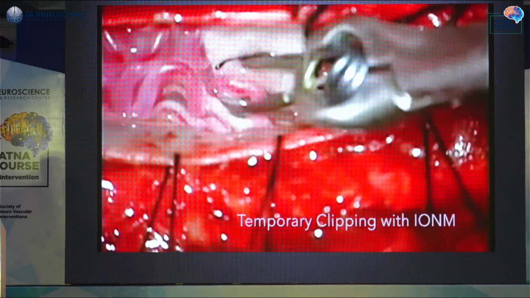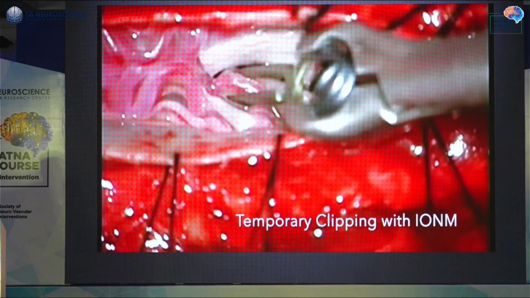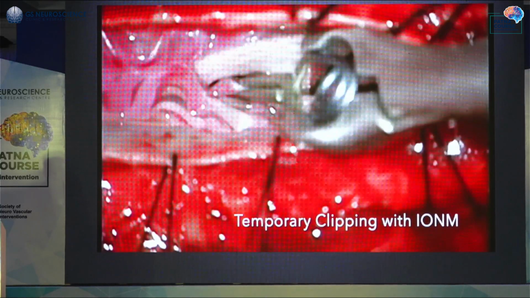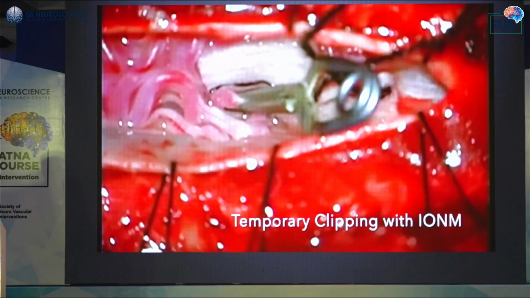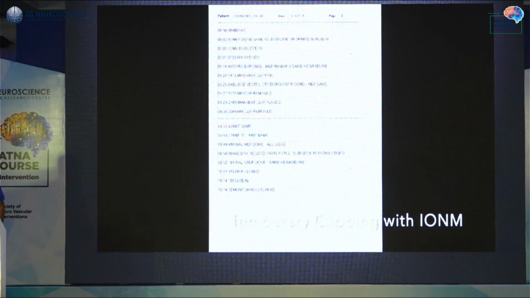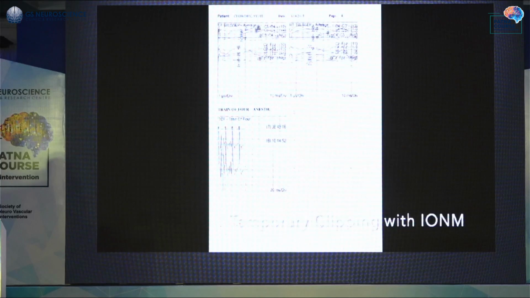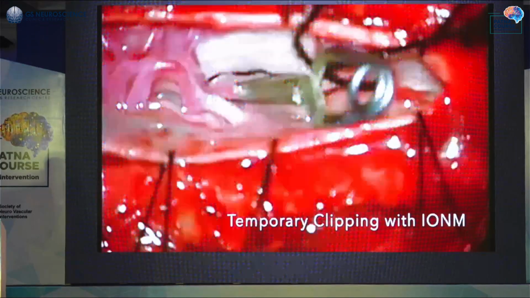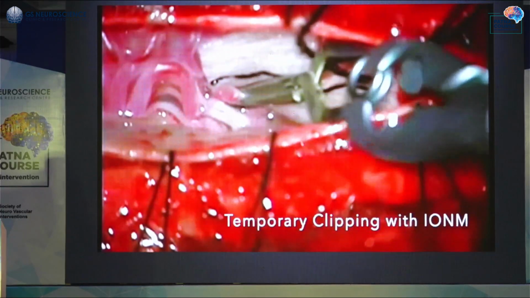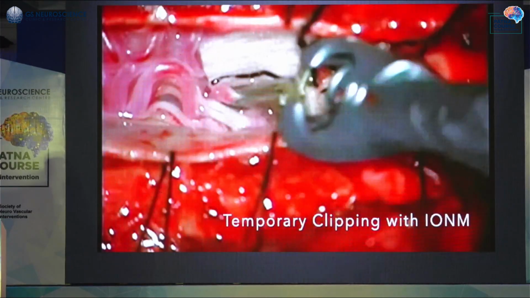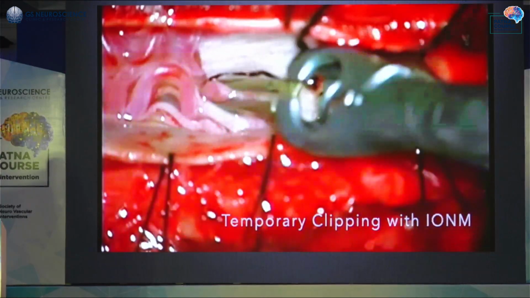It's optional. You can put a temporary clip and do monitoring just to make sure you're not getting into the artery of Adamkiewicz. But with experience, you know that you're getting the vein. So here I'm doing it with intraoperative monitoring, just a temporary clipping to make sure that I'm not compromising the spinal cord supply. The temporary clip is out.